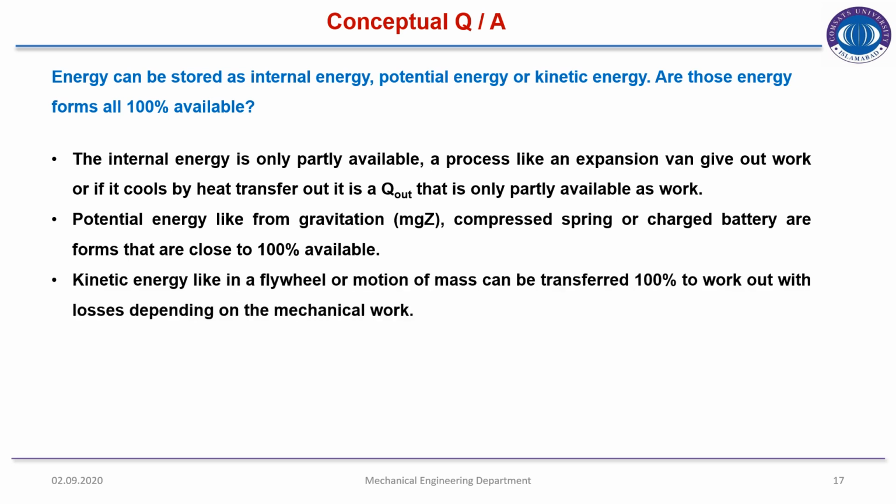You are asked that there are three basic types of energy: internal energy, potential energy, and kinetic energy. Which of them is 100% available? Internal energy is not 100% available, rather it is partly available. And potential and kinetic energy are 100% available. But as kinetic energy depends upon motion, there may be a certain loss of kinetic energy due to mechanical work or frictional loss due to the motion of mechanical equipment.